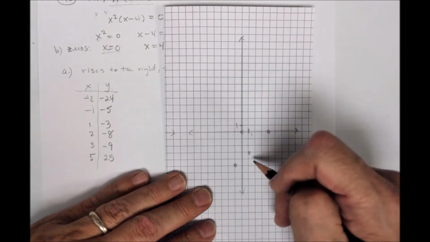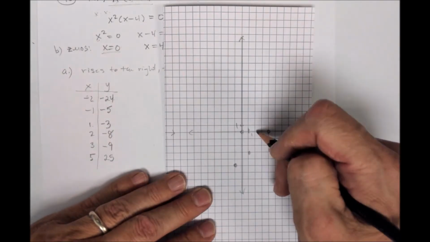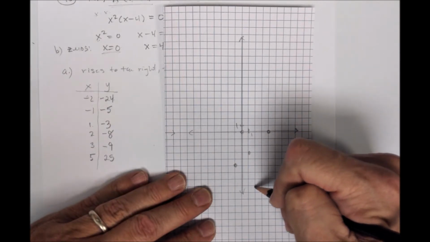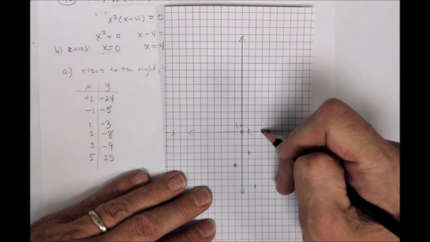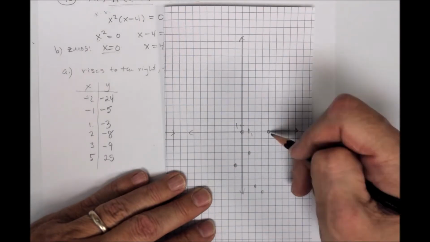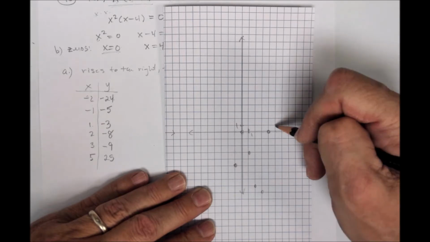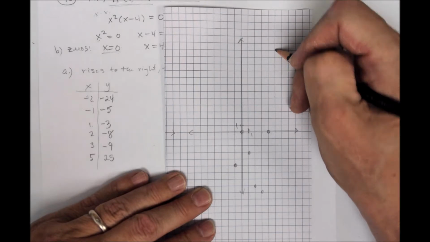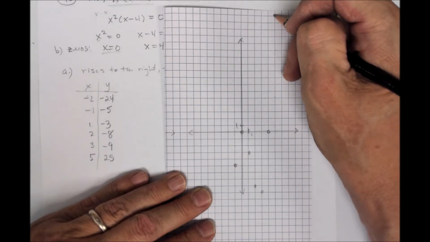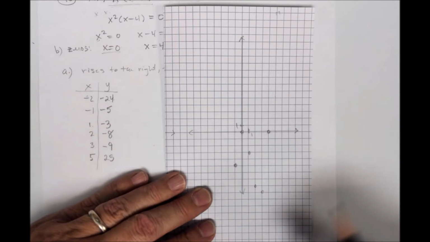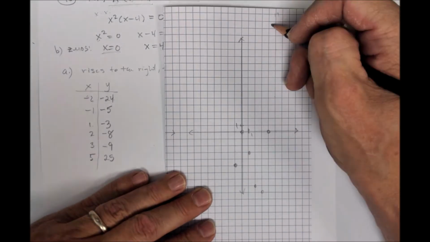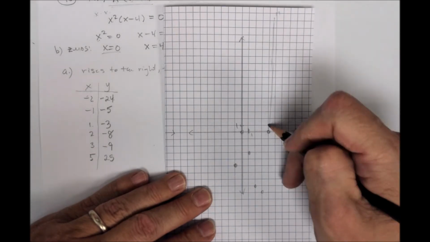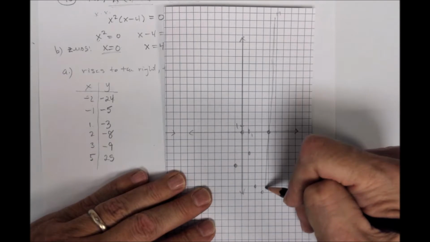0, 0. All right, and then I plug in 2, negative 8. That's 2, 1, 2, 3, 4, 5, 6, 7, 8. And then it comes, we need one more. 3, negative 9, and then it comes back through here, and then it's 5, 25. This is 17, and that's not going to be tall enough. So it's going to be really steep. It's going to come down really, really steep, almost vertical. It's going to go through this point. It's going to come back through here.